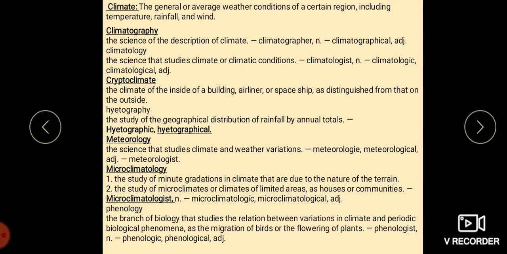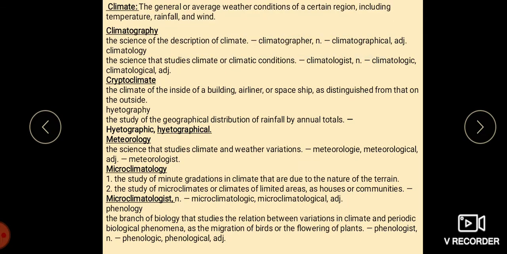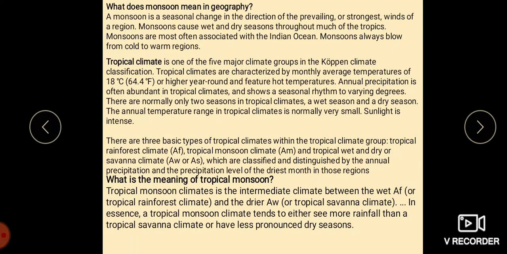Then we can see that there is a very close relationship between geography and biology also. It studies the different variations in climate and periodic biological phenomena such as the migration of birds or flowering of plants. So that we call a climatologist.